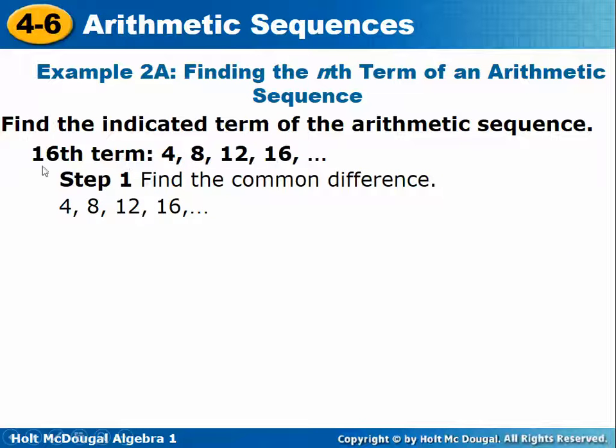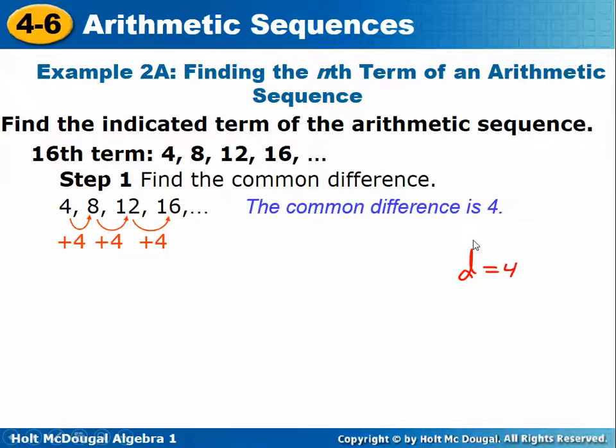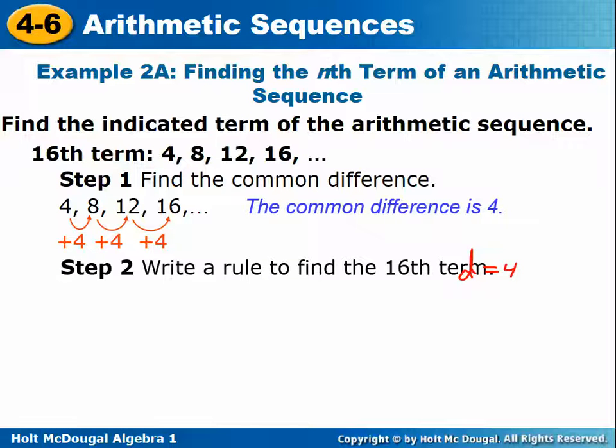Okay, so here we want the 16th term. So we first figure out what the common difference is. So the common difference here is 4. That's D. D is equal to 4. We also already can tell on here that the first term is 4 as well. That's not always going to be the same, but this time we also started with 4.